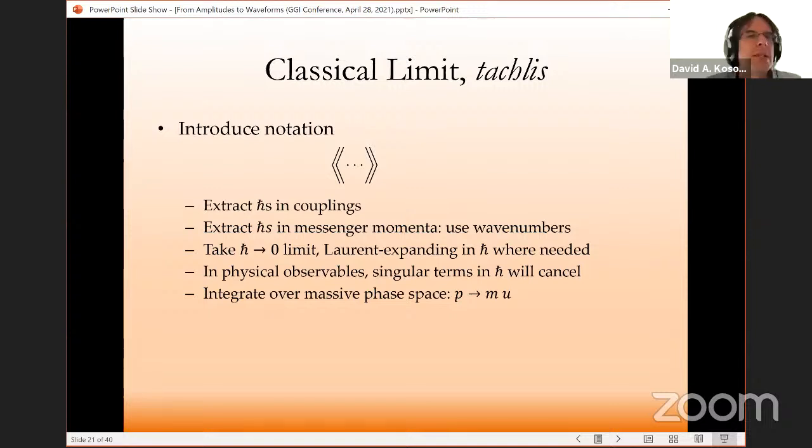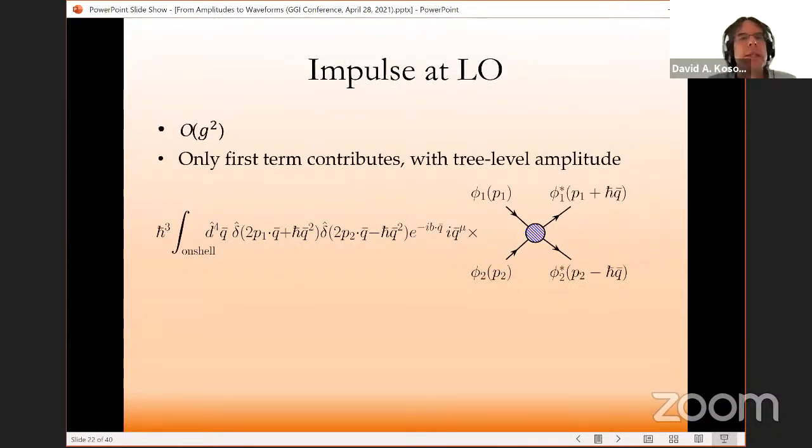And finally, you're supposed to integrate over a massive phase space. And at the end of the day, you want to replace the massive particle momentum by its mass times its forward velocity. I'm not going to work through extended examples here, but I'm just going to outline how it works at leading order. So here, only the first term out of the two terms in the master formula for the impulse contributes. It's an expression of order g squared. And the hatched lines here indicate that we're only looking at the tree amplitude.